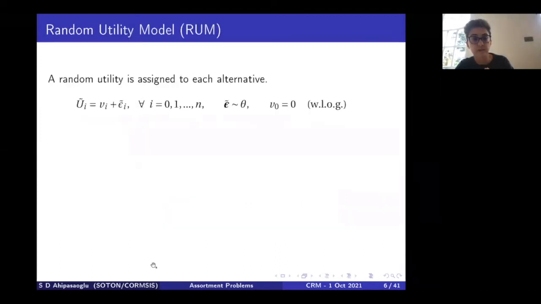So in the random utility theory, each alternative is assumed to have a random utility, let's say u i tilde, and it has two additive components. The first one is the known, deterministic component denoted by vi. So this is anything that we observe. For example, if you are looking at a washing machine, that would be the brand, the price, the eco level, or the energy consumption level, and stuff like that.